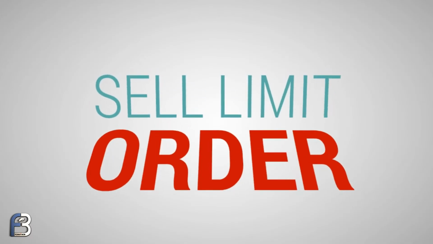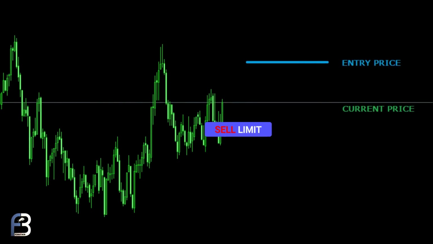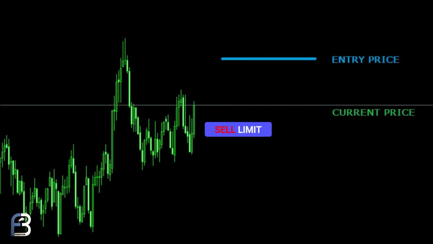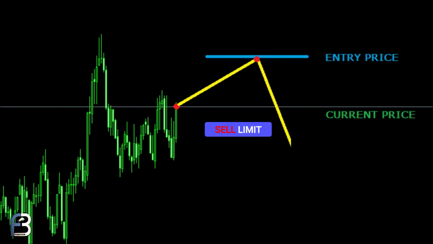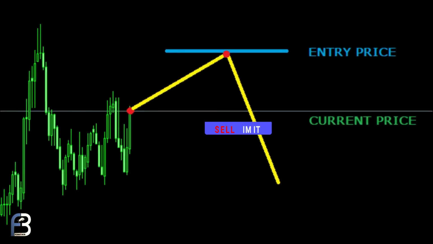Second type of limit order is the sell limit order. Sell limit order is used when you think that the market is in a bearish trend, and you want to enter into the market from a price somewhere above the current price. You will see this type of movement when this order gets activated.